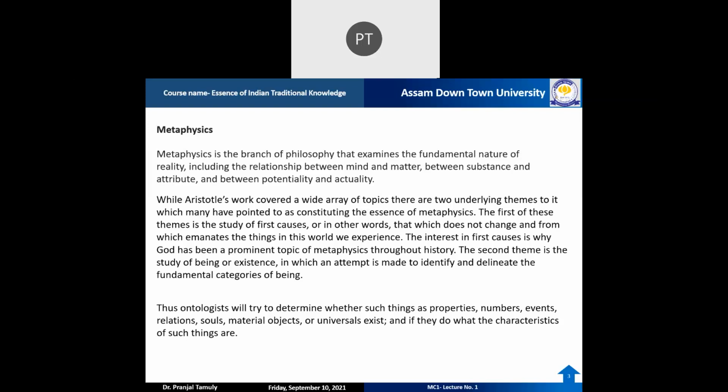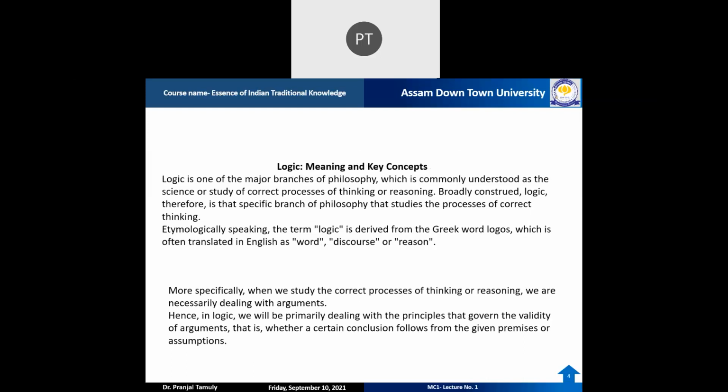The next branch of philosophy is logic. What is the meaning and key concept of logic? Logic is one of the major branches of philosophy, commonly understood as the science or study of the correct process of thinking or reasoning. Broadly construed, logic is that specific branch of philosophy that studies the process of correct thinking. Etymologically speaking, this is how the word originates: logic is derived from the Greek word logos, which is often translated in English as word, discourse, or reason.